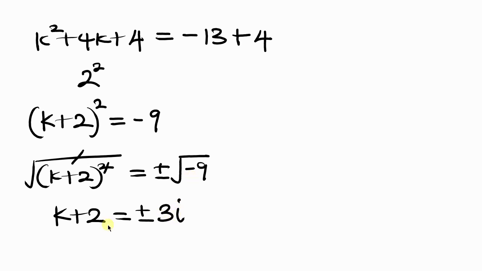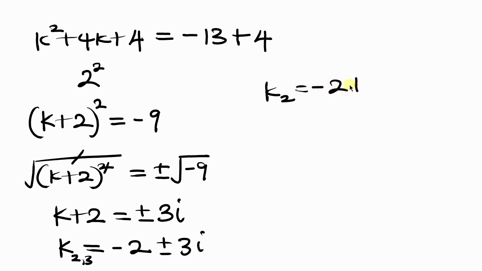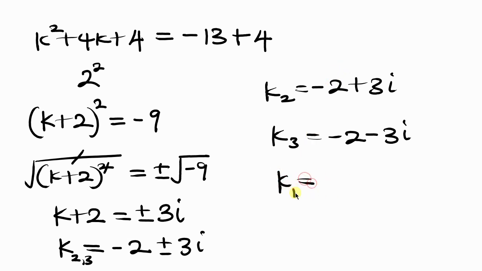That is it. So to get the value of k, we just have to move this 2 to the right so that we have k equal to, as 2 crosses to the right, it becomes -2 plus or minus 3i. So there are 2 values of k from here. We have one of them to be -2 plus 3i, and the last one to be -2 minus 3i. Remember, we've got one before, which is the first value of k to be equal to 3. So there are 3 solutions altogether.